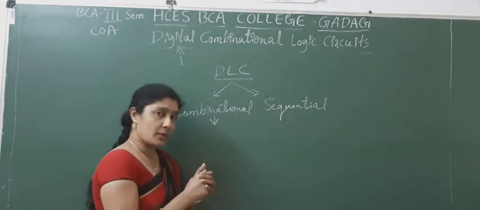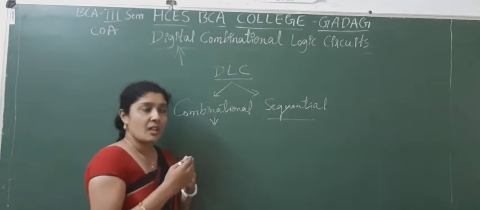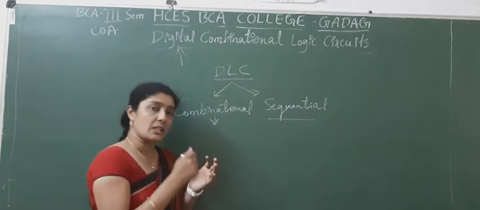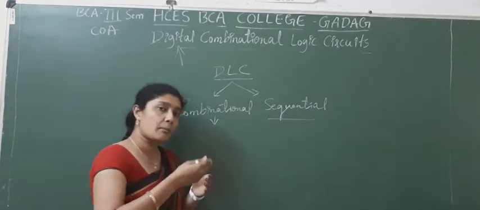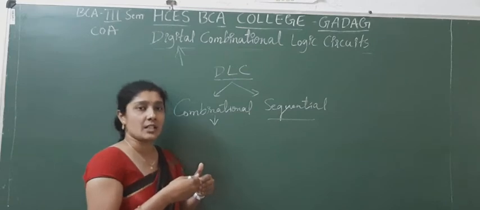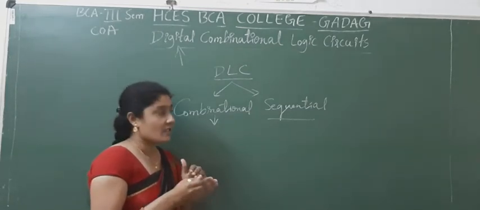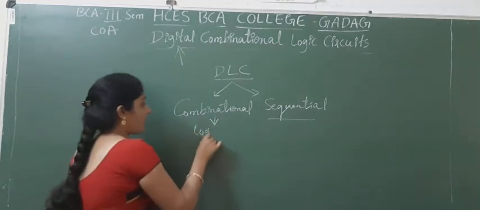Whereas sequential means, as the name indicates, sequence means one by one. So sequential is a digital logic circuit in which the output does not depend only on the present status but also on the previous status of the inputs. So the example for combinational is the logic gate.